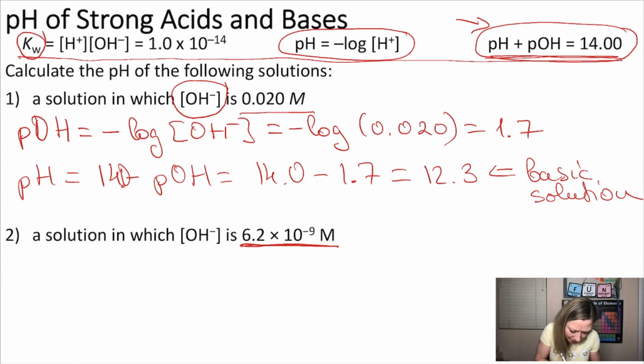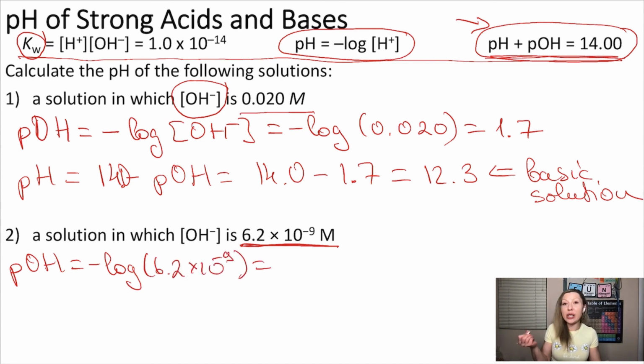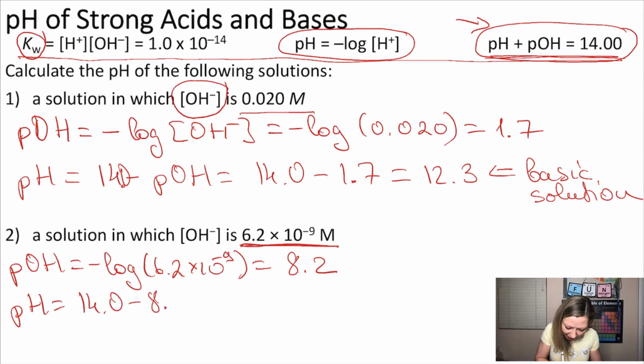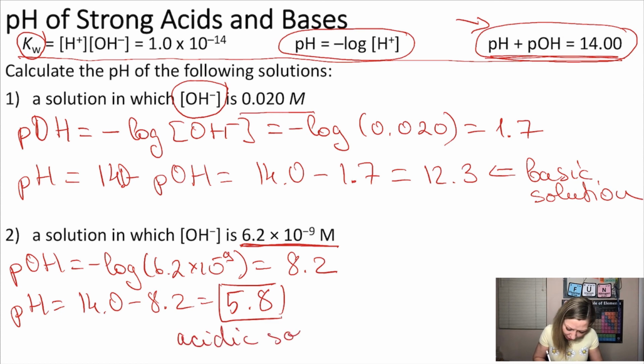So let's see. Again, pOH equals negative log of 6.2 times 10 to the negative 9th. And if you do this calculation, you are going to get 8.2. From here, the pH equals 14.0 minus 8.2, which is going to give us 5.8. Indeed, an acidic solution. Although this is not very highly acidic, it is a weakly acidic solution.